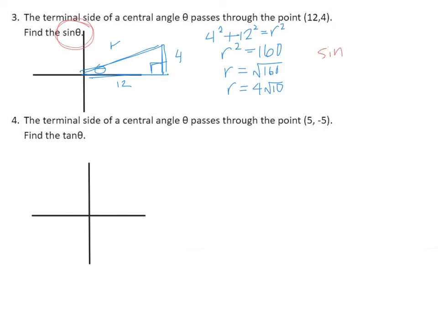Sine of theta, so we've got opposite is 4, hypotenuse is 4 root 10. The 4's can cancel, so I have 1 over root 10, and then you're going to rationalize that to get your final answer of root 10 over 10. And make sure that your final answer has an appropriate sign. In the first quadrant, sine is positive, so we're in good shape.